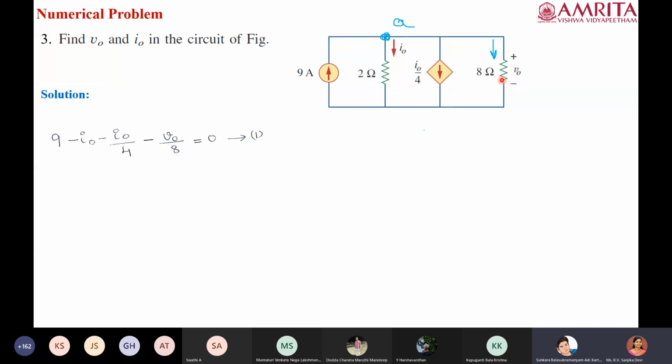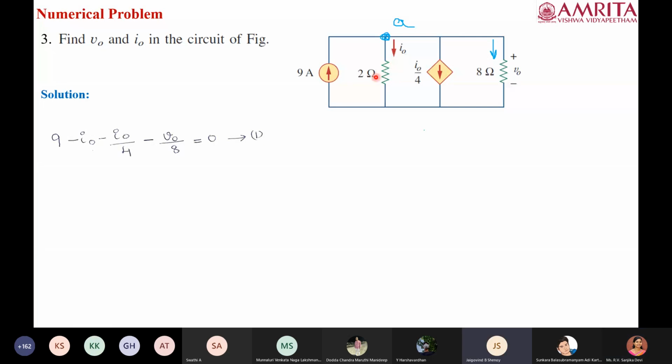At the 2 ohm resistor, we don't need to take the 2 in any... No, we are writing KCL. We are writing the current. For current, we don't require the resistance unless voltage is given. Right now, I naught is already given, so we need not take into consideration the 2 ohm.